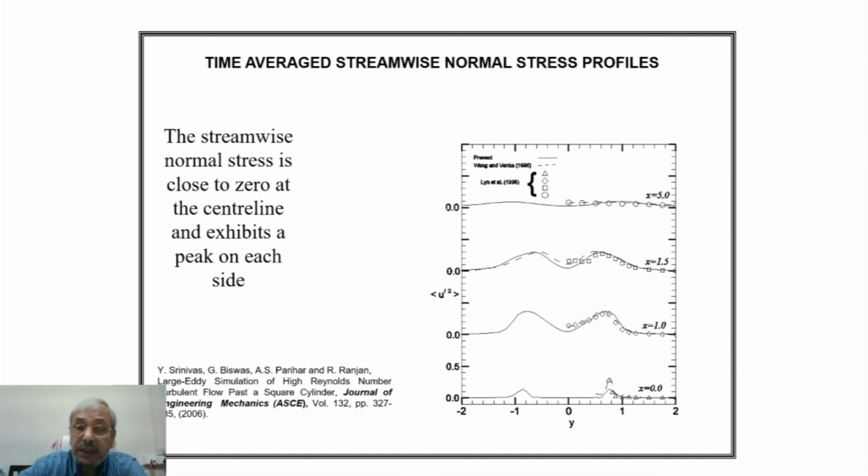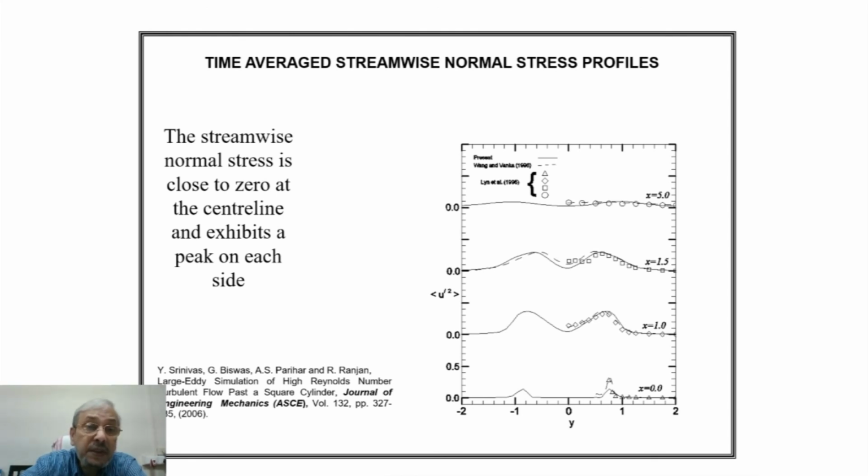another striking feature, that these are basically streamwise normal stresses. Normal stress means u prime square bar, right? This is basically velocity. These are second moments, these are called, not directly velocity quantities. These are even more difficult to match. These are basically Reynolds stress quantities.